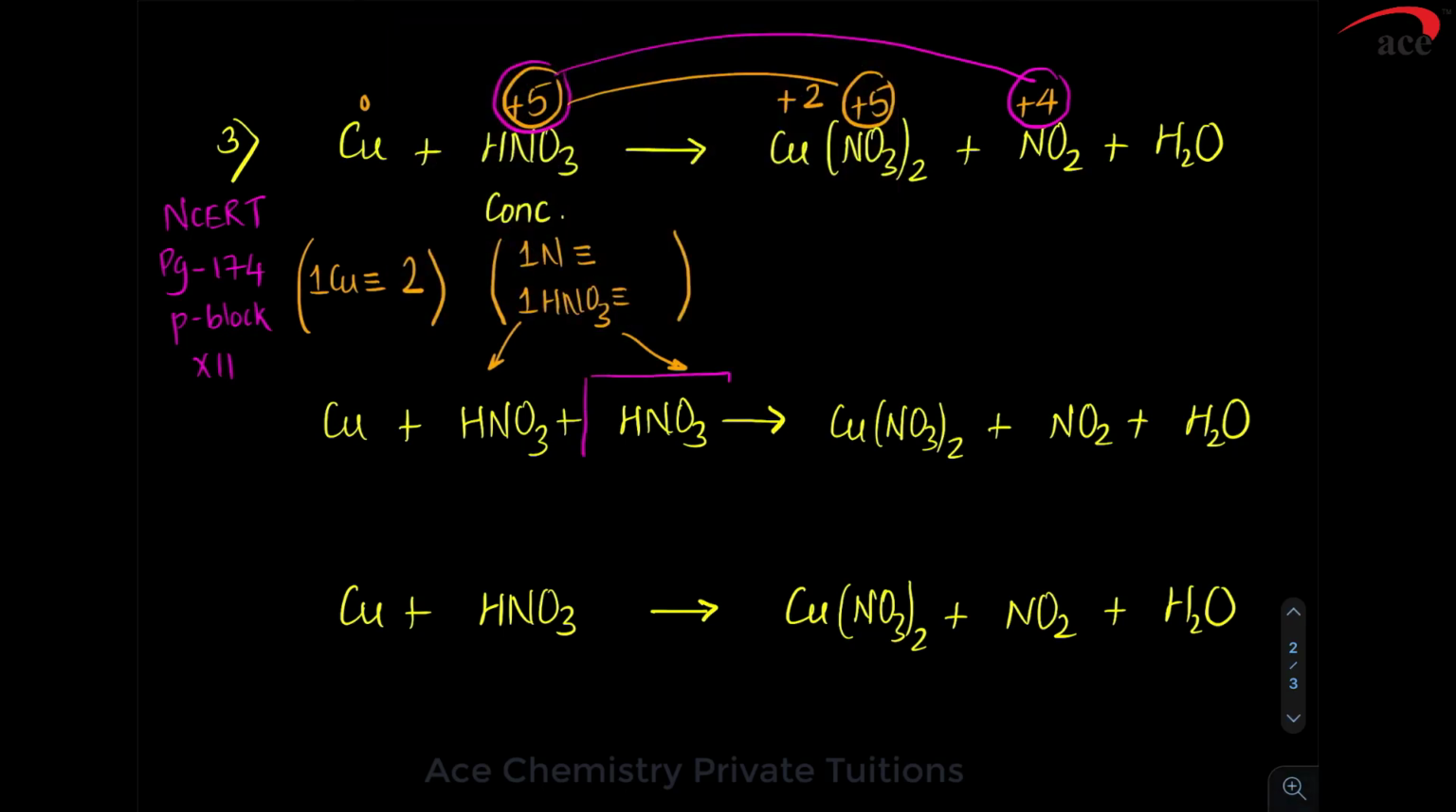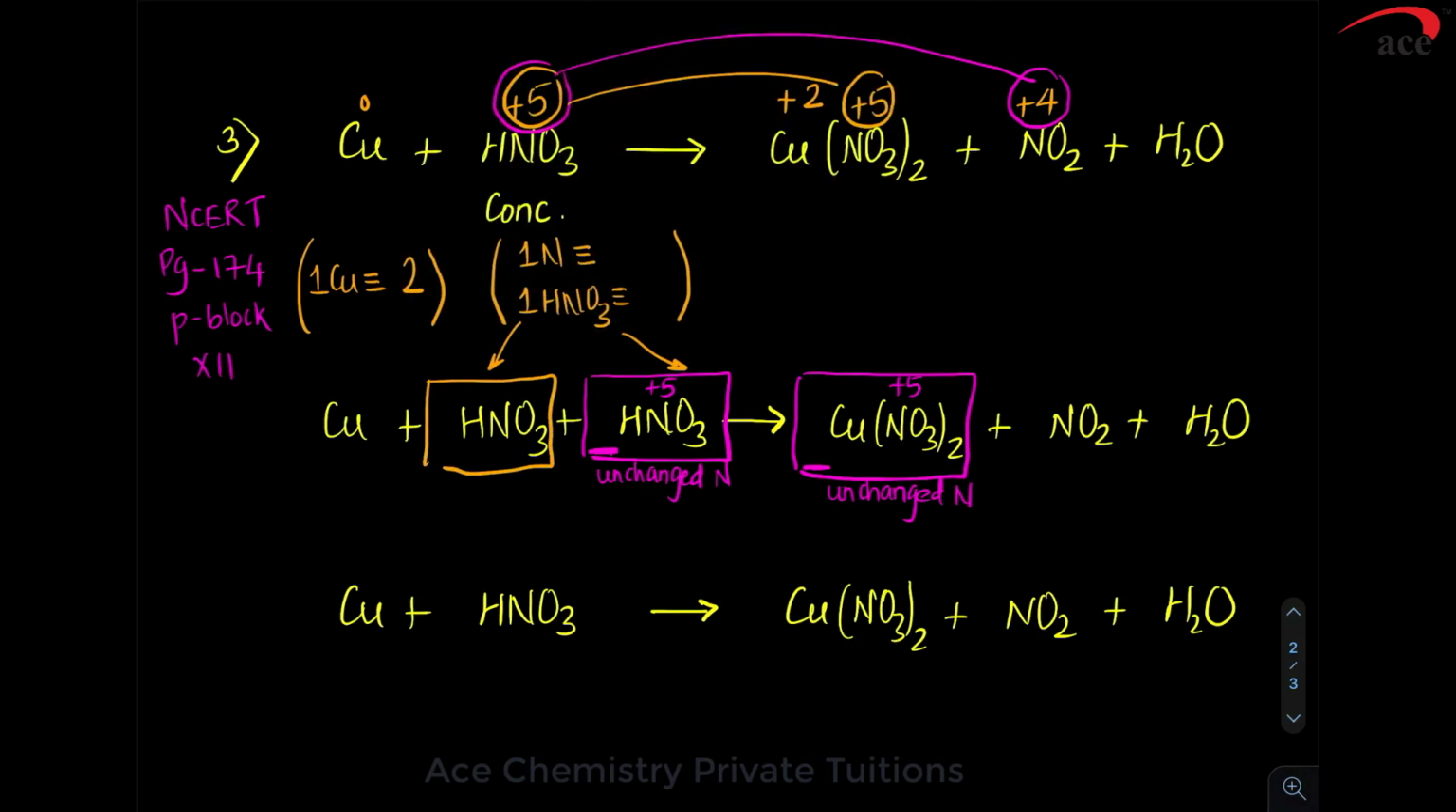You got this? And we correlate. Imagine we correlate this with this. What is this? I can call it as unchanged nitrogen. What do you mean by unchanged nitrogen? Where oxidation state of nitrogen remains same. +5, +5. Remember, this balancing and this balancing goes together. What can I call this? I can call it as changing nitrogen.